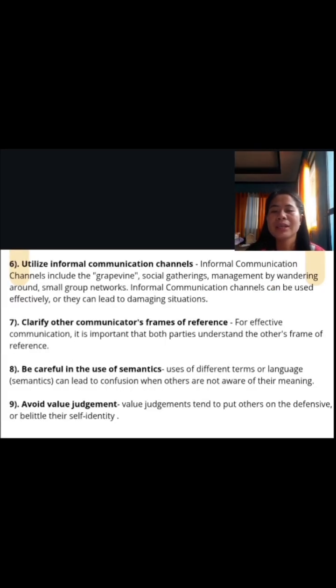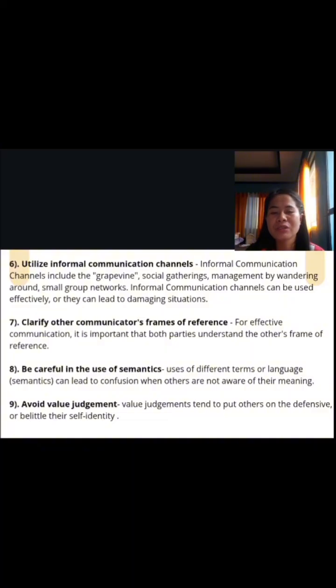Sixth is utilize informal communication channels. Informal communication channels include the grapevine, social gatherings, management by wandering around, and small group networks. Informal communication channels can be used effectively or they can lead to damaging situations. Clarify other communicators' frames of reference. For effective communication, it is important that both parties understand the other's frames of reference. Be careful in the use of semantics. Use of different terms or language can lead to confusion when others are not aware of their meaning.